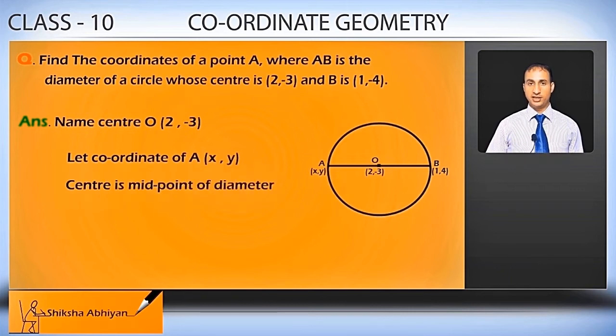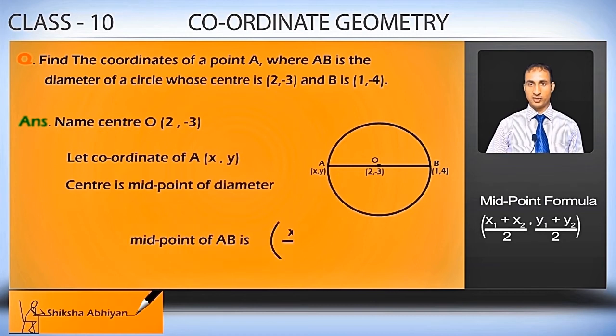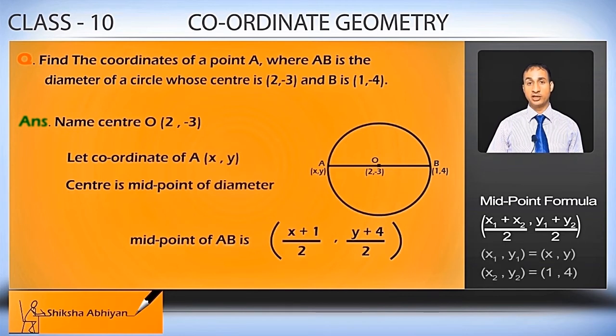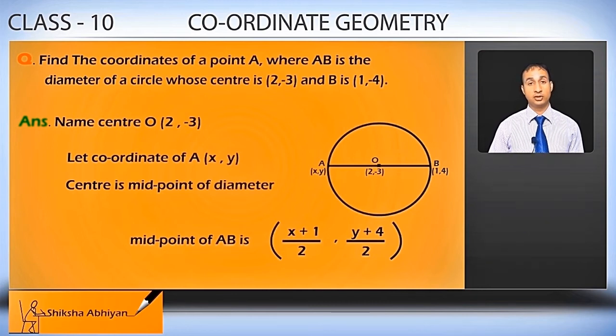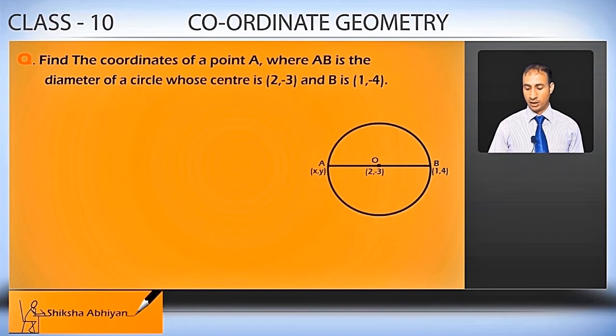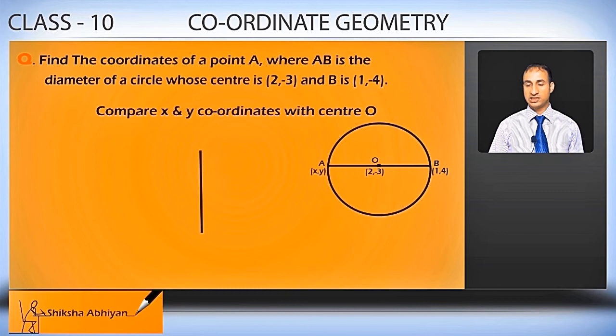Now the midpoint of AB is ((x plus 1) by 2, (y plus 4) by 2). Student, (x1 plus x2) by 2, (y1 plus y2) by 2. This was the midpoint formula, this is how we find the midpoint, so I have applied the same. Now compare the x and y coordinates of this point with the center (2, -3).